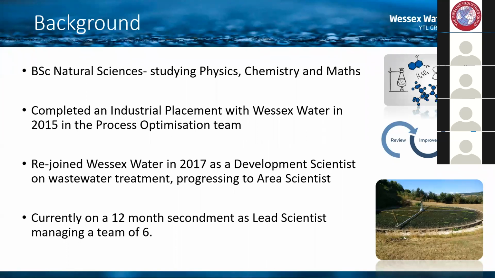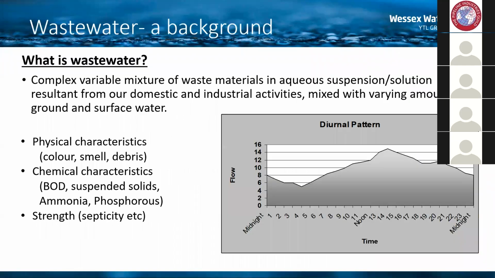So if we move on then to wastewater and what wastewater is. Wastewater is a complex variable mixture of waste materials in aqueous suspension solution. For most of our sewage treatment plants, the effluent comes from domestic sources. So that's household waste: bath water, toilet water, sink dishwater. That makes up the majority of the flows that we receive at most of our sewage treatment works.